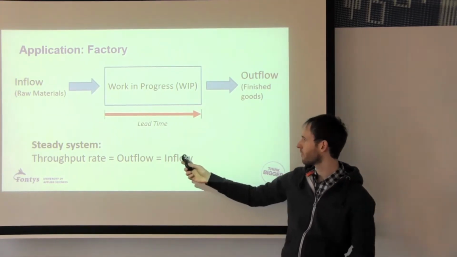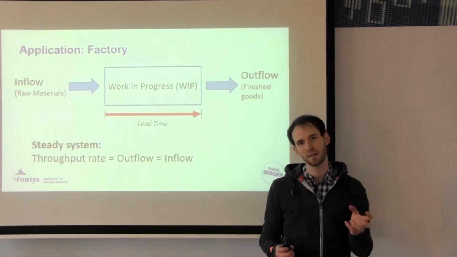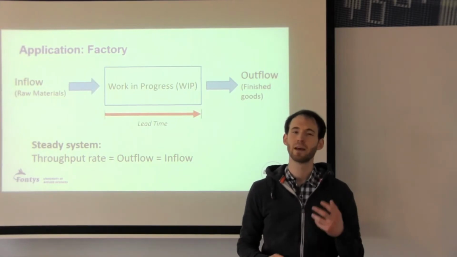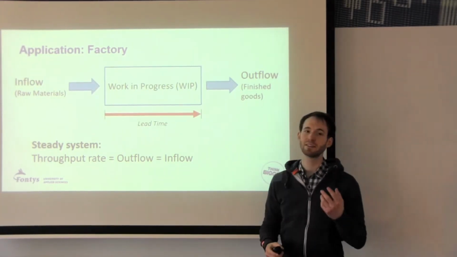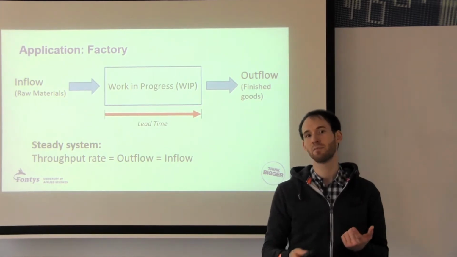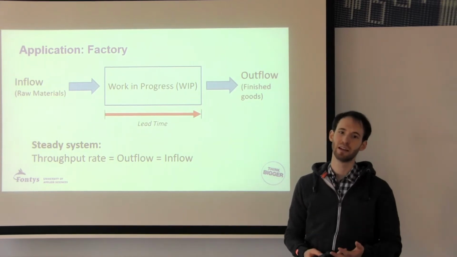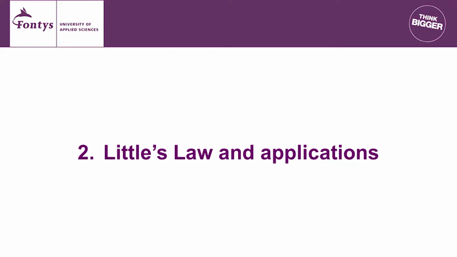All right, and as said before, in the steady system, throughput is equal to outflow and inflow, because what we get in is what we process and get out. And this basically hopefully makes clear what the difference is between throughput, cycle time, work in progress, and also lead time. So let's now look at Little's Law.